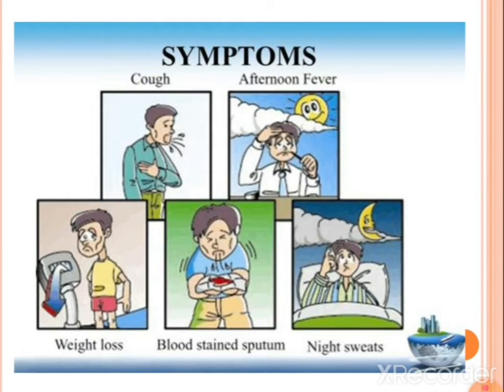Now these are the basic symptoms. The cough is the major one. Then afternoon fever, meaning fever during the afternoon. Then weight loss, then blood-stained sputum, and night sweat. So these are the symptoms of tuberculosis.